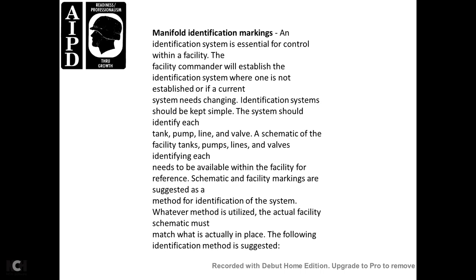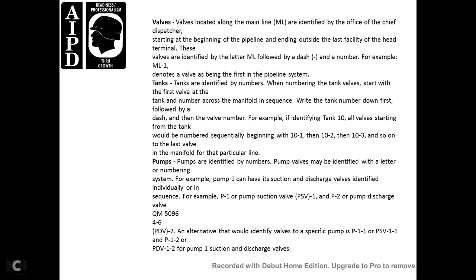Whatever method is utilized, the facility schematic must be matched with the actual facility marking. The following identification method is suggested. Valves located along the main line are identified by the office of the chief dispatcher, starting with the beginning of the pipeline and ending outside the last facility head terminal. The valves are identified with the letters ML for mainline valve, followed by a dash and a number. For example, ML-1 denotes the first valve in the pipeline series.